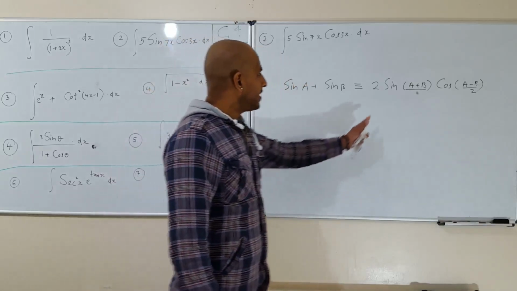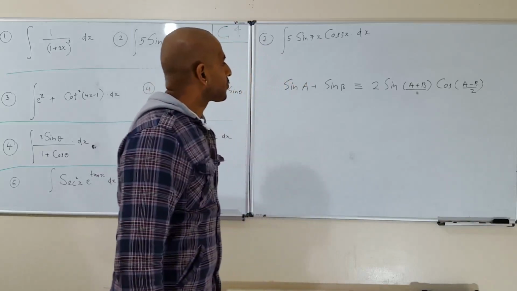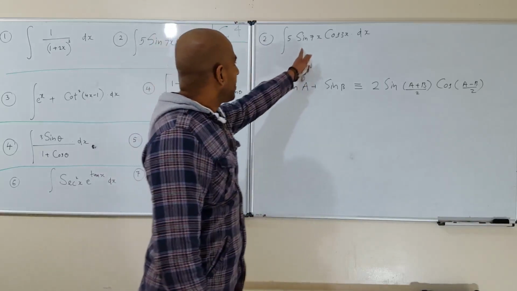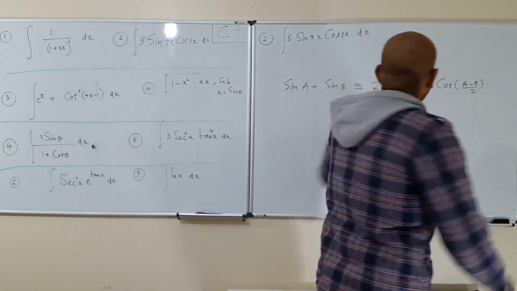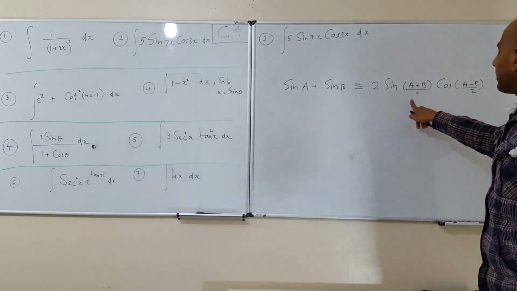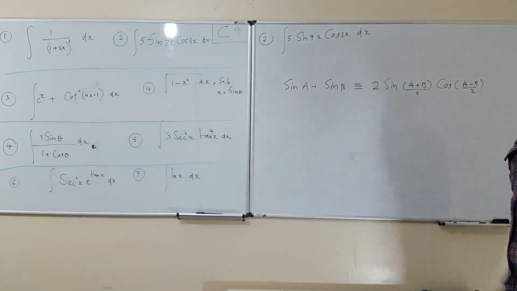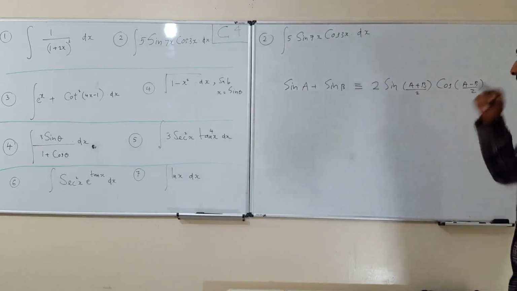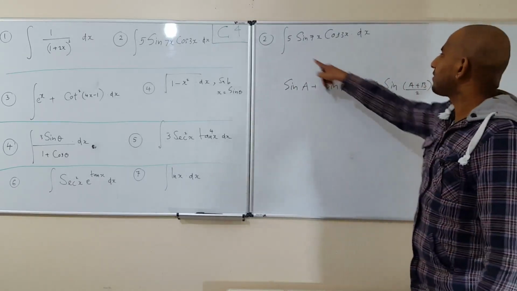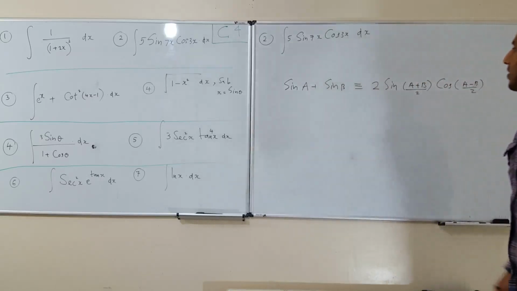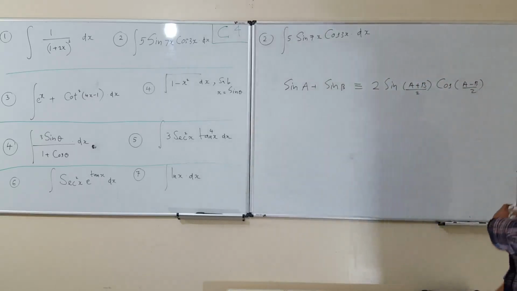Now you can clearly see that this is in this format. So if we can find A and B, then we can bring it back. We can rewrite it in that format. Right? However, instead of 2, we had 5 there. So it's very simple, it's not a big deal actually.